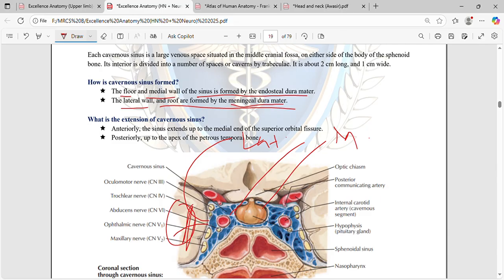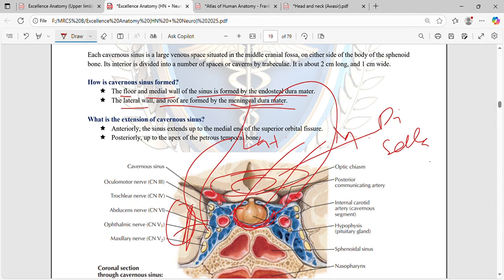So what is the extension of the cavernous sinus? Okay, so we will repeat the boundaries. The lateral wall and roof are formed by the meningeal dura mater, and the medial wall and the floor are formed by the endosteal dura mater. The roof of the cavernous sinus is called the diaphragma sellae.